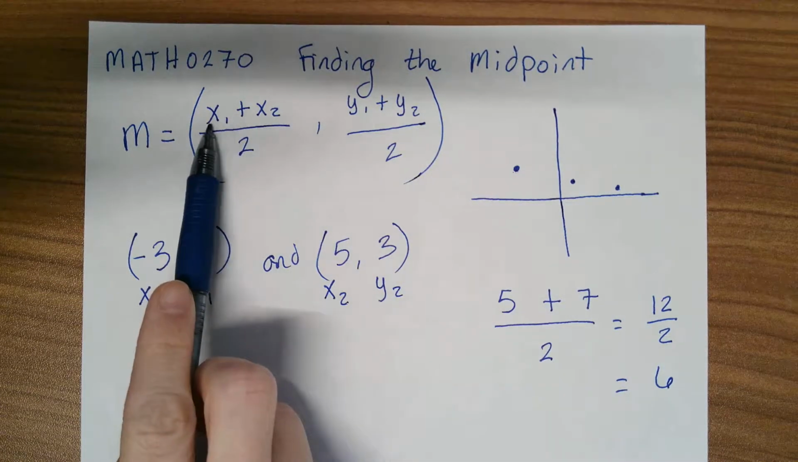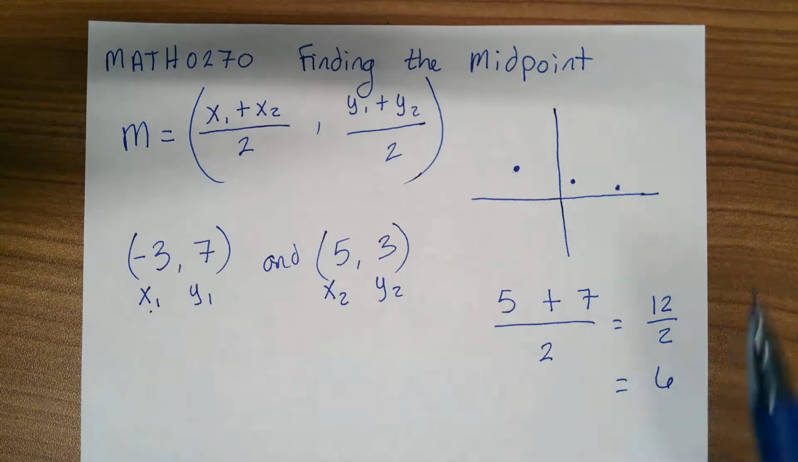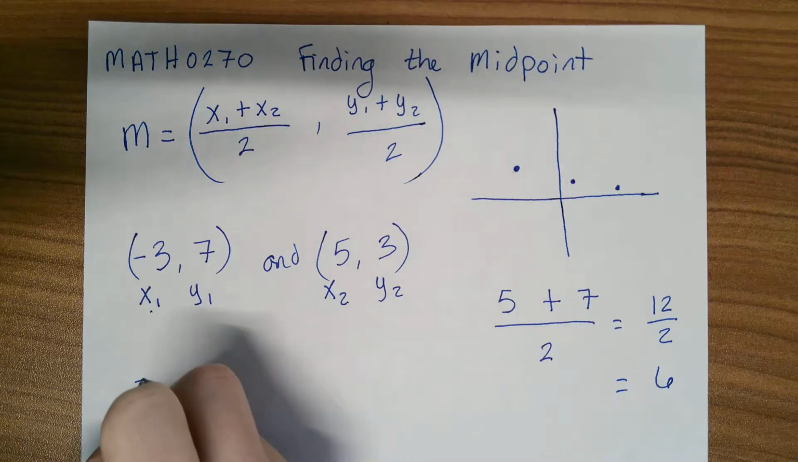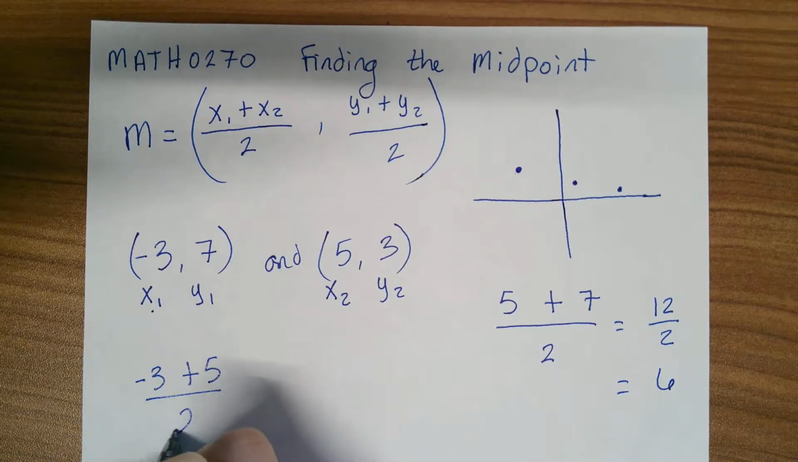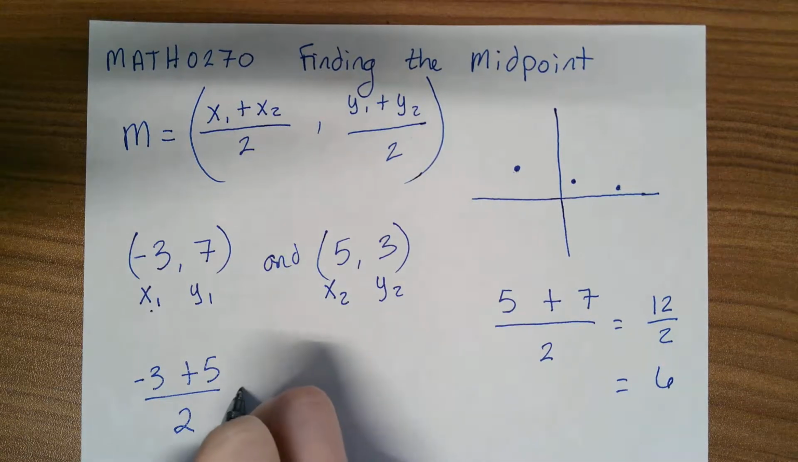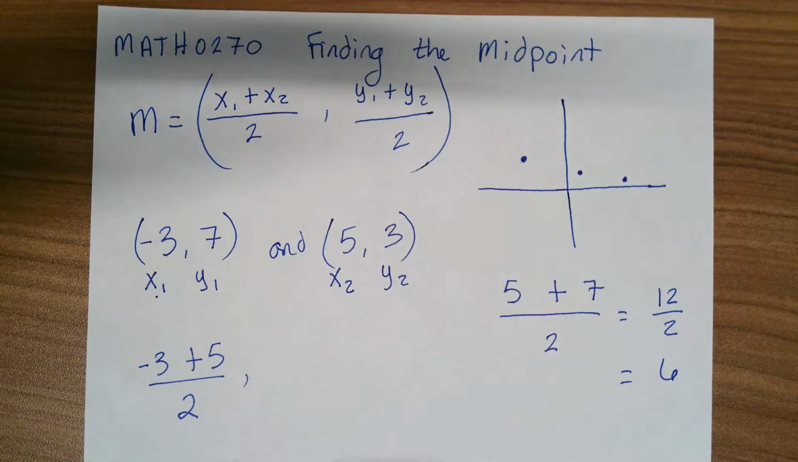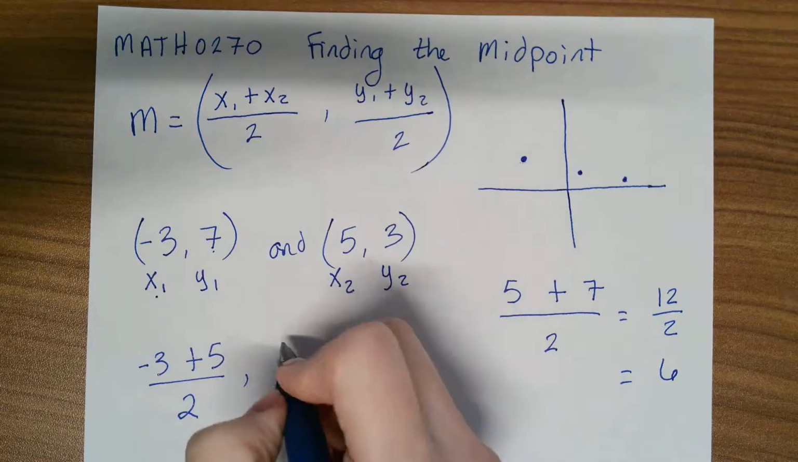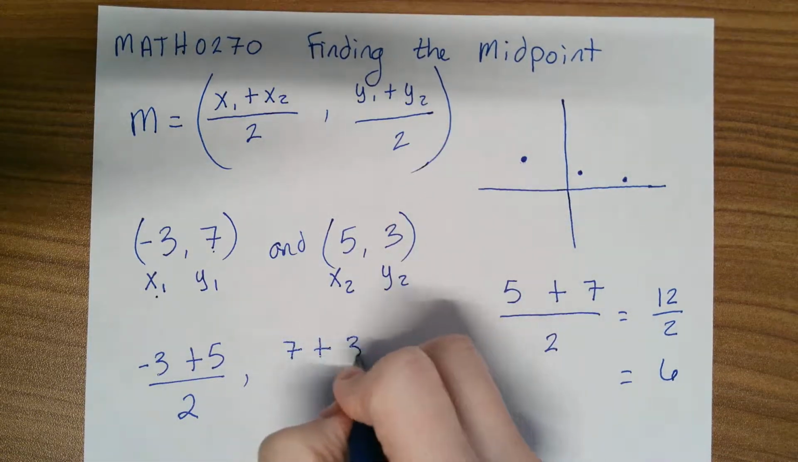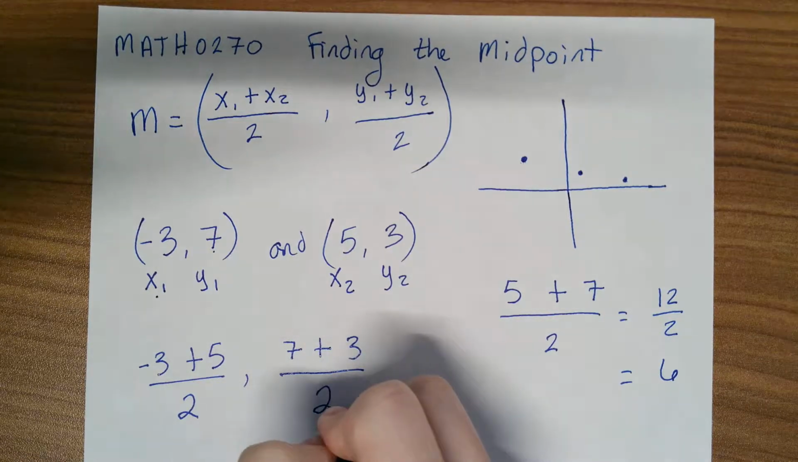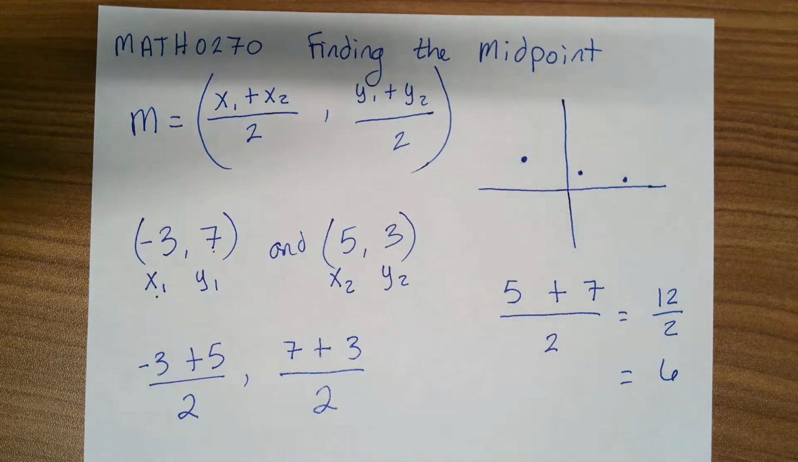So I need to take x1 plus x2, so I'm just adding my x values. So I have -3 plus 5, that over 2, just following my formula, comma, we're going to do the same thing with the y values. So 7 is y1 plus y2, which is 3. And we'll put that over 2 as well, just following the formula.